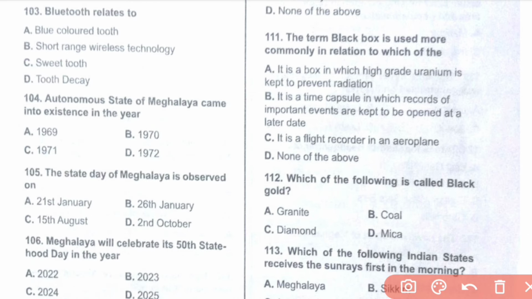The term black box is used more commonly in relation to a flight recorder, as seen in an aeroplane. Which of the following is called black gold? Out of this, only coal is black gold, because it's black and used as fuel.